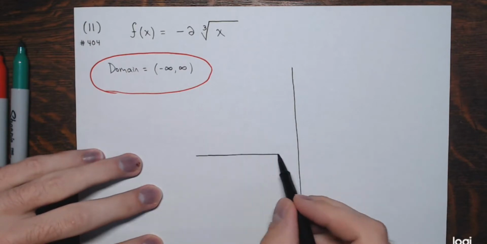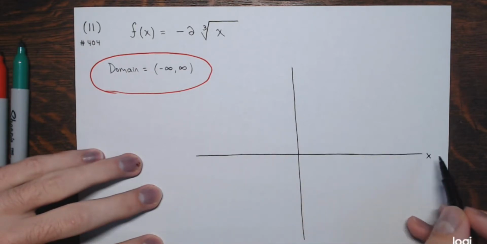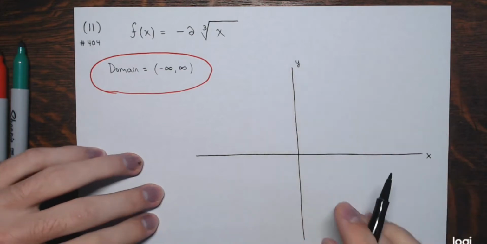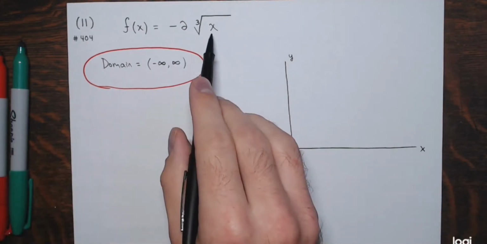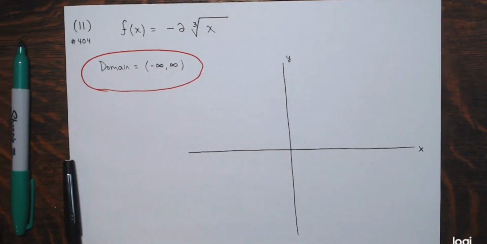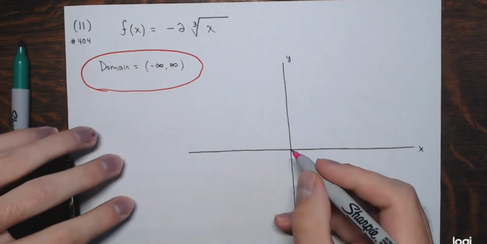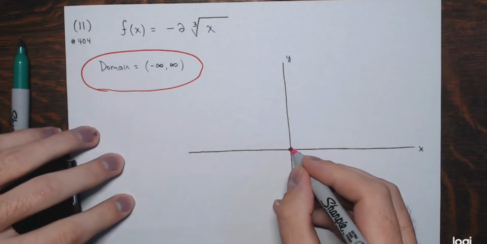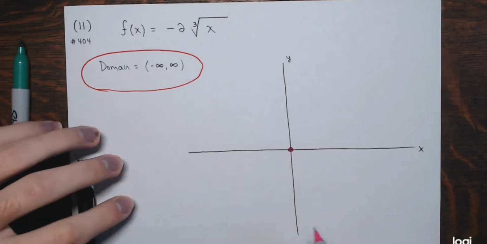Not going to make a table again this time because it's pretty easy to tell what we should be plugging in here. Now the cube root of 0 is 0. 0 times negative 2, I'm sorry, is 0. So 0, 0. Input 0, output 0. So the origin would be on this graph.